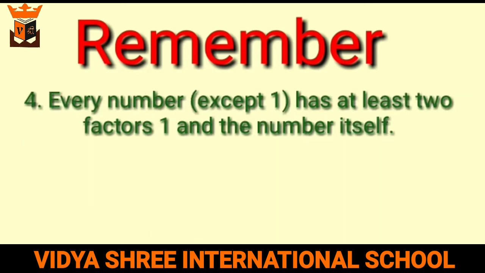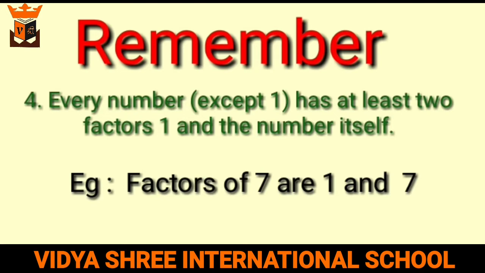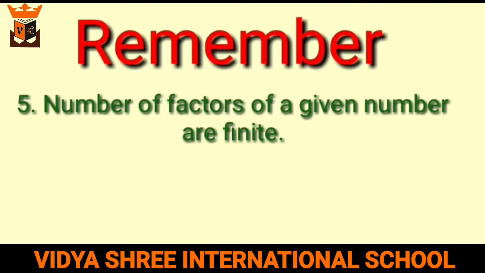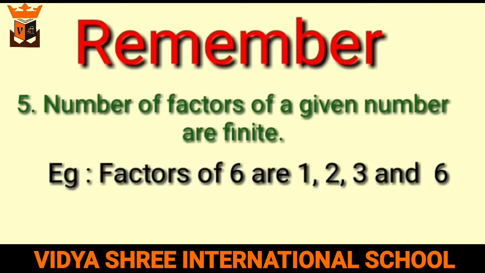Fourth one, every number except 1 has at least 2 factors, 1 and the number itself. For example, the factors of 7 are 1 and 7. Fifth one, the number of factors of a given number is finite. For example, the factors of 6 are 1, 2, 3 and 6. So, here 6 has only 4 factors, which is finite.